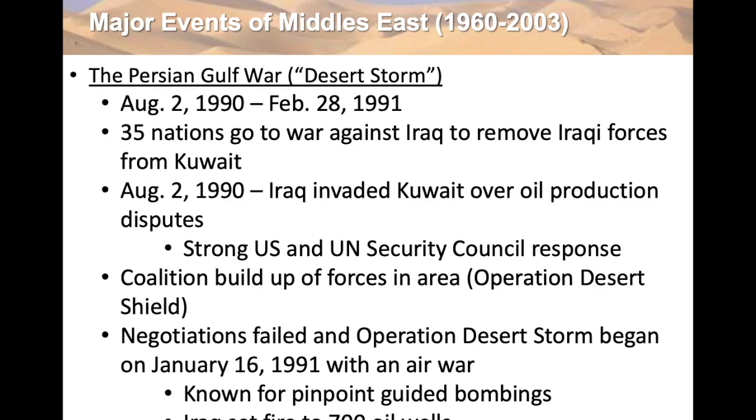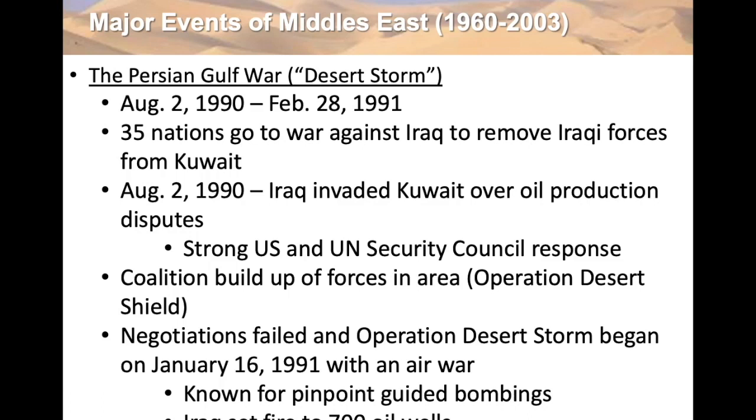Negotiations failed, and Operation Desert Storm began on January 16th, 1991, with an air war, and this was a very interesting war because you had pinpoint guided bombs with video feed from the bombs themselves or from the airplanes that were dropping the bombs. And so you watched on TV a military briefing where there's video shown of bombs being dropped on bridges and on buildings, and it was very precise and very impressive to see that.